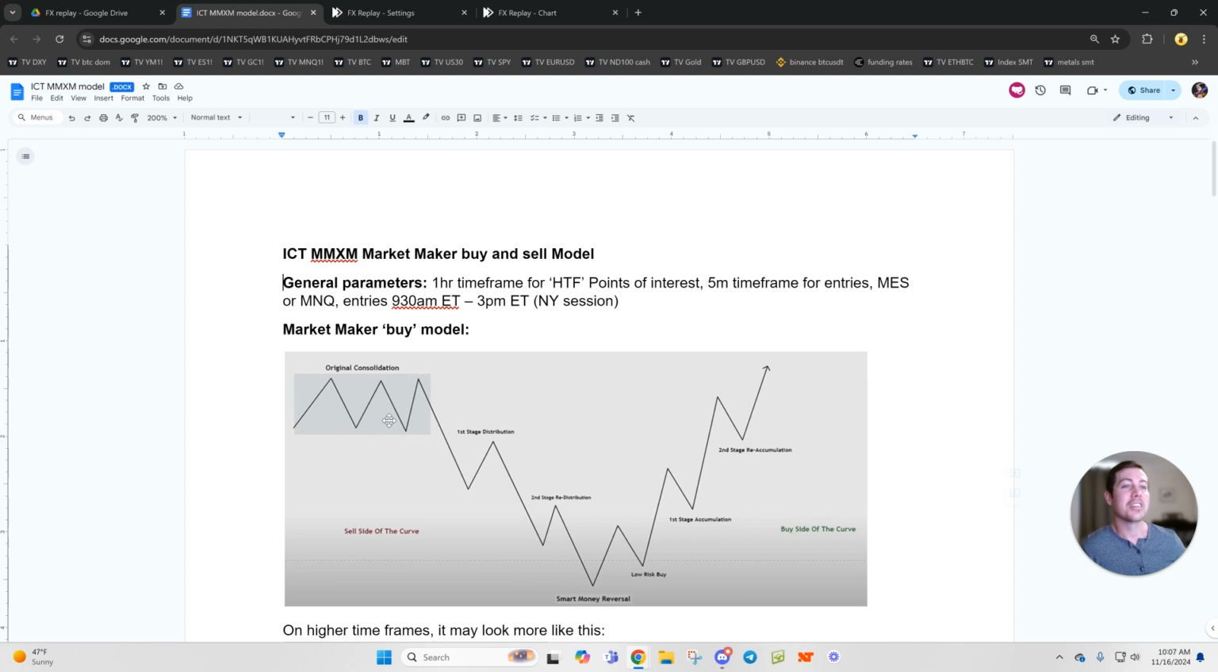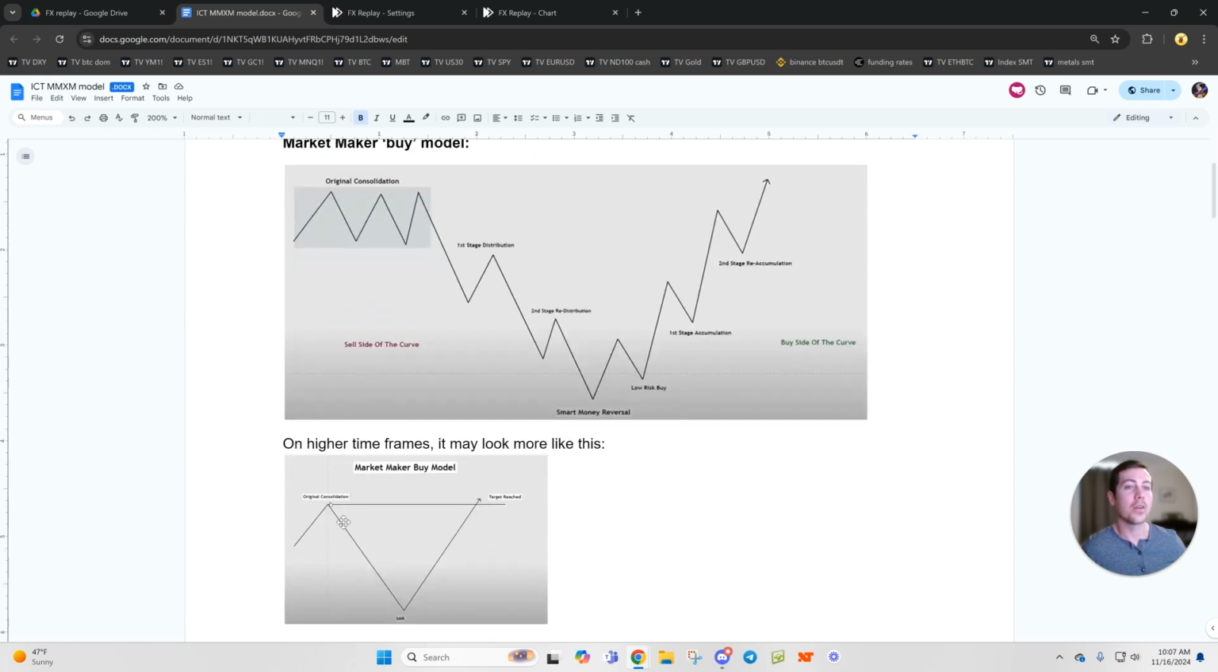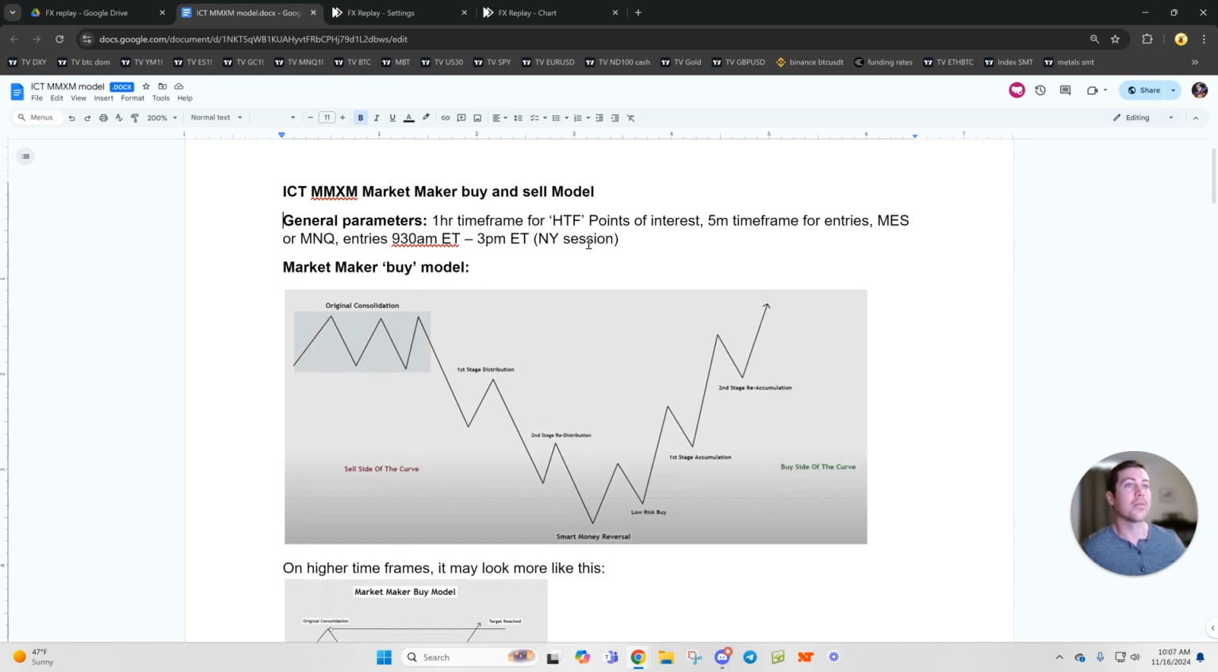And we'll see in the charts, it doesn't always look exactly like this. You have to get a little creative to identify these. And then on higher time frames, it's worth noting that often it will just look like this: just a high down to a level and then back to the high. So it's on the lower time frames that you might be able to see this kind of detail. And that's why we're going to be using the 1 hour time frame for our points of interest, but the 5 minute time frame to actually get this level of detail for our entries.